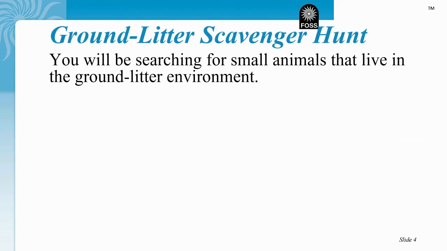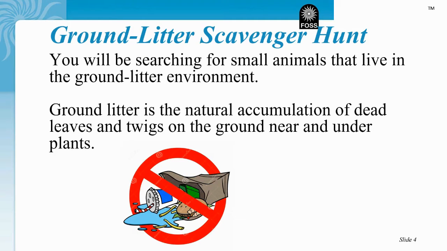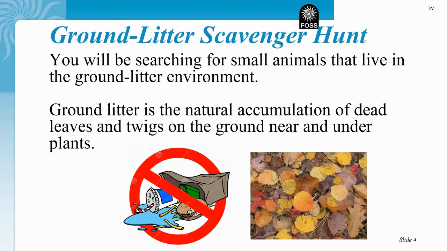With your parents' permission, you will be searching for small animals that lived in the ground litter environment. Ground litter is not litter or trash you find on the ground. Ground litter is the natural accumulation of dead leaves and twigs on the ground near and under plants. So here are a bunch of leaves and twigs and all the things that you would find near a plant, like a tree.